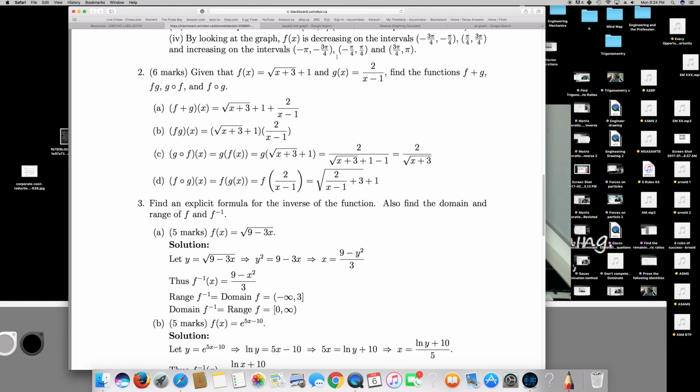So g of x's value is 2 over x minus 1. So I'm going to plug this value into this one. It's root of x plus 3 plus 1. Instead of this x, I'm going to plug this 2 over x minus 1 for that. So it's going to be root of 2 over x minus 1 plus 3, plus 1. So that is our final answer.